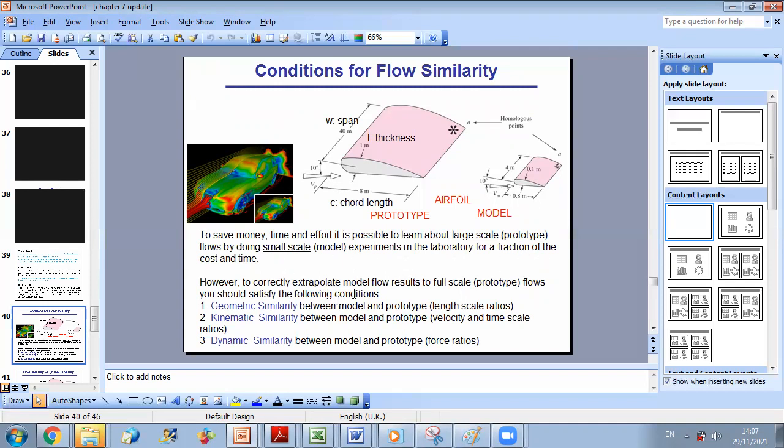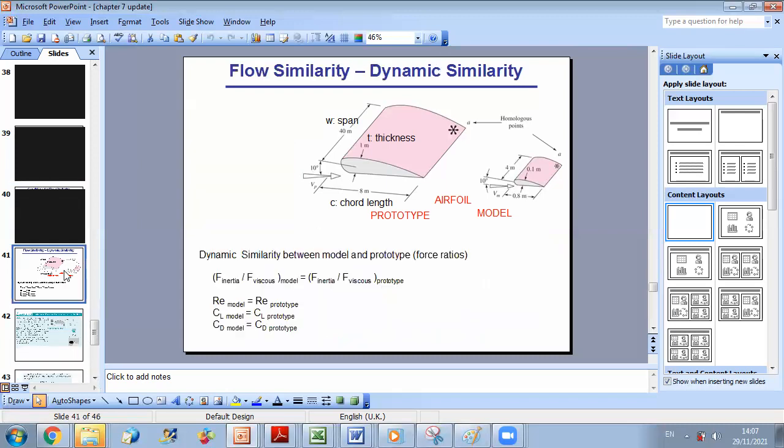However, to correctly extrapolate model flow results to full scale, for the experiment you conduct to be able to extrapolate its result, you should satisfy the following conditions: geometrical similarity, kinematic similarity, and dynamic similarity. In summary, this is what we talked about before. So for example here, dynamic similarity between the model and prototype require equal force ratios.